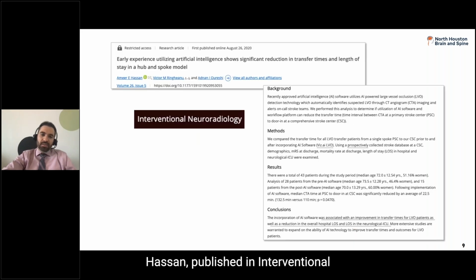Another study by Dr. Hassan was published in Interventional Neuroradiology. This time it was a prospective one, and again it demonstrated that the introduction of Viz AI to their health system resulted in improvement in transfer times for ELVO patients, as well as a reduction in the overall hospital length of stay and length of stay in the neuro ICU.